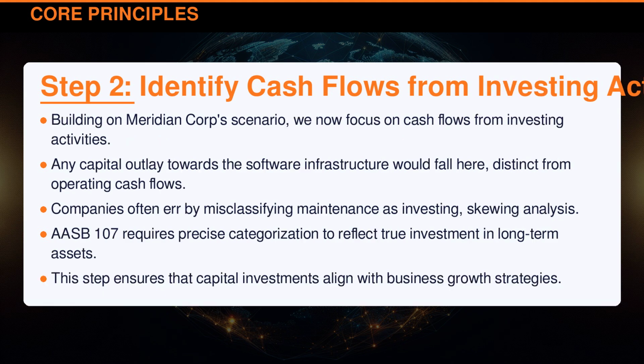Building on Meridian Corporation's scenario, we now focus on cash flows from investing activities. Any capital outlay toward the software infrastructure would fall here, distinct from operating cash flows. Companies often err by misclassifying maintenance as investing, skewing analysis. AASB 107 requires precise categorization to reflect true investment in long-term assets. This step ensures that capital investments align with business growth strategies.